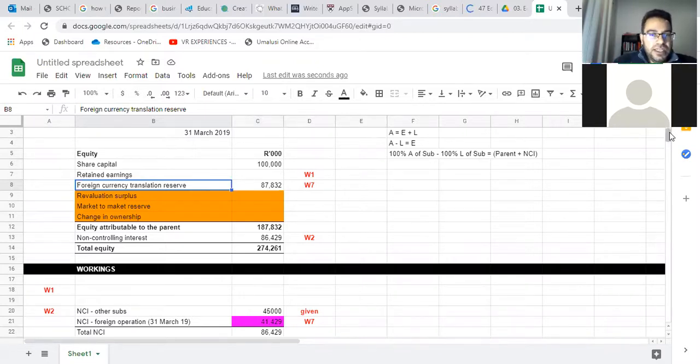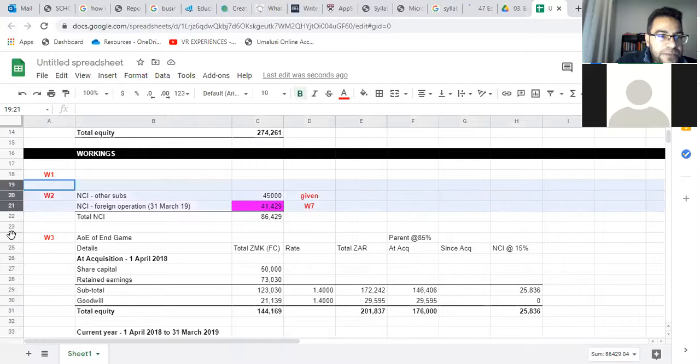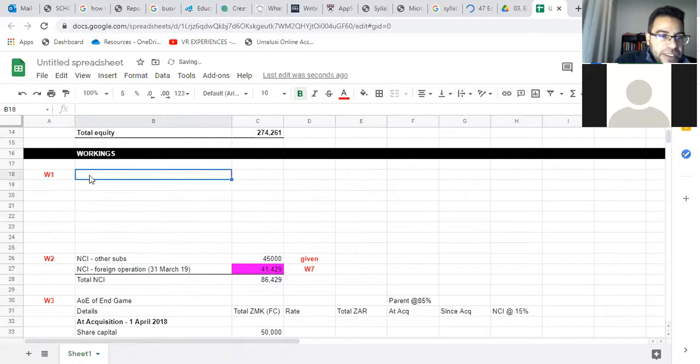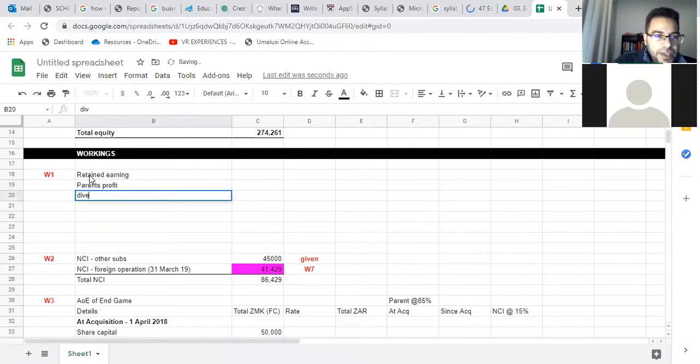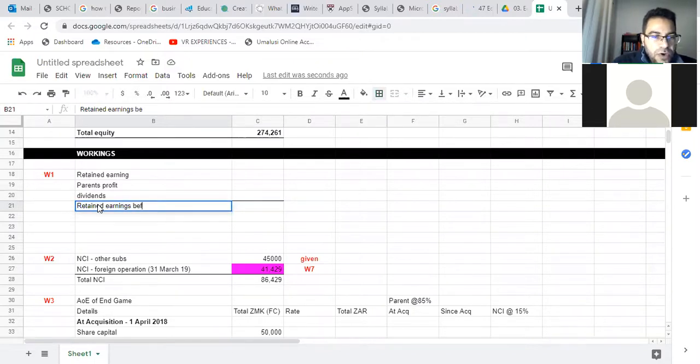Now we're going to do retained earnings, which is working one. So retained earnings, remember the retained earnings given was the opening balance. Okay, so it's going to be retained earnings, parents' profit, and then dividends. Okay, so this is going to be retained earnings before foreign sub.